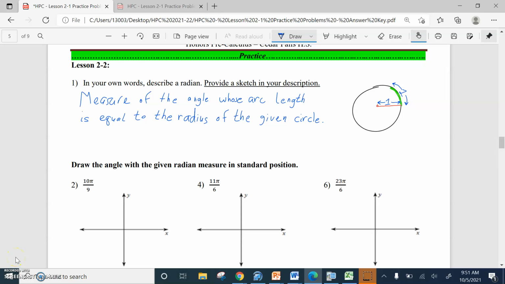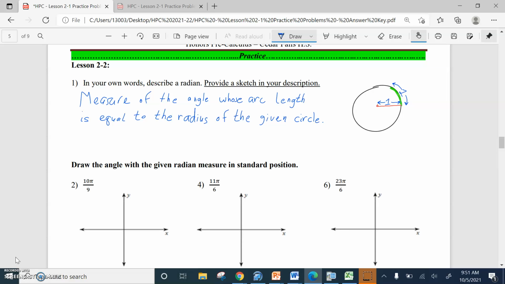All right, here's our first video in practice problems on lesson 2-2. So what we're looking at, starting off in question 1, is explaining in our own words what a radian is. I've already put that in just because it takes a long time to write all that out.